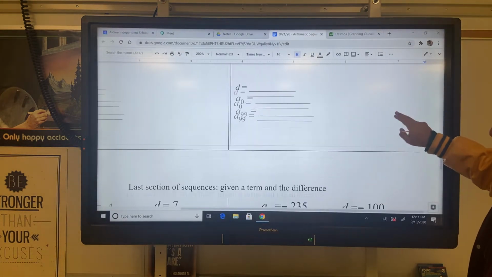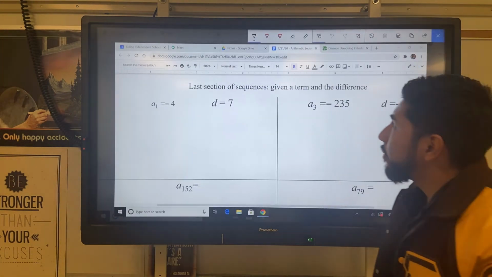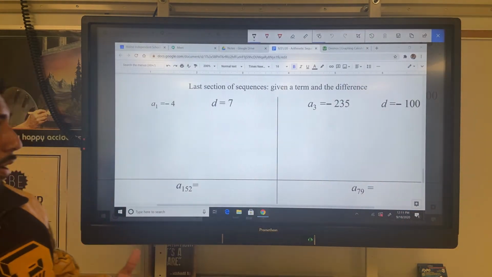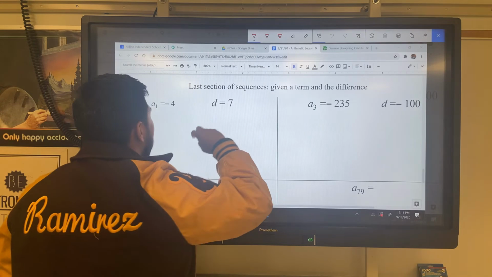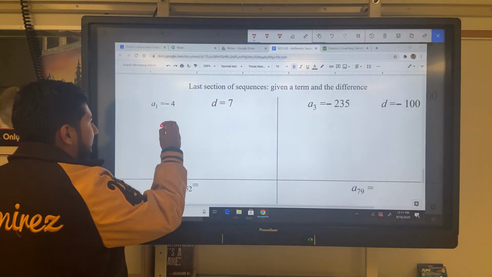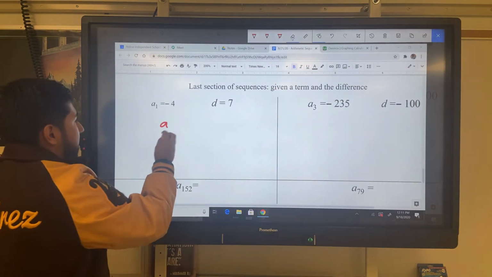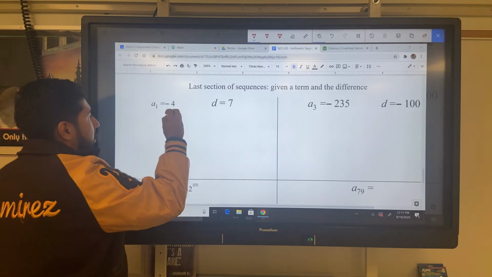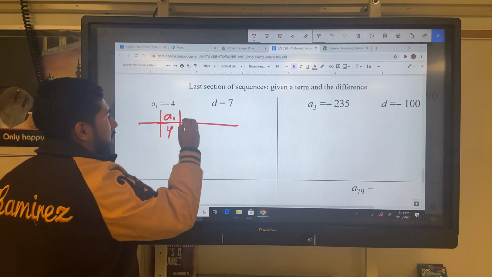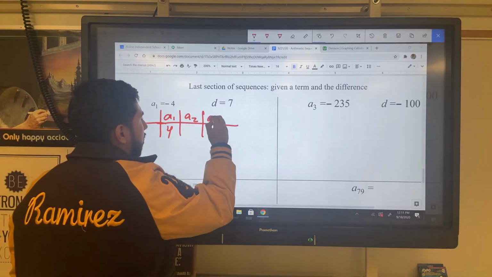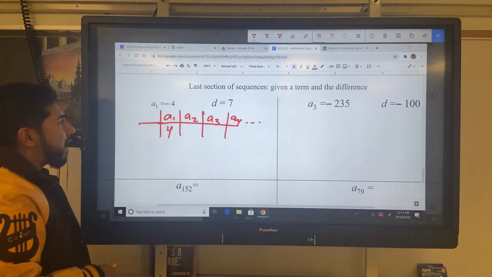Last but not least, just need to go over this real quick. So they gave us the first term, and then they gave us the D. So they're telling you what to do. They're saying, hey Mr. Ramirez, we're giving you A1, so figure it out. Find out what the rest of the stuff is. So you're supposed to be able to make a table, so 4, and then we make the pattern, and so on. And the difference is 7, is positive 7.